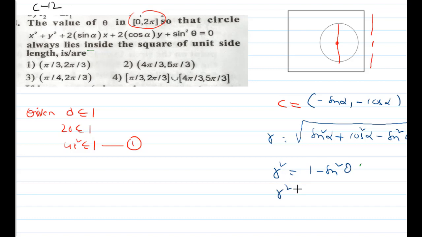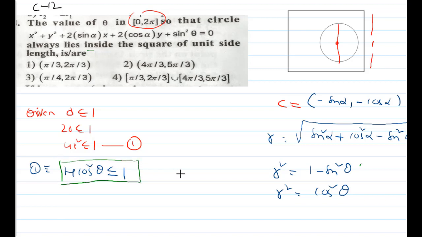So what did you get? R square equal to cos square theta. So I want to write here now, according to the condition, what happened? 4 cos square theta lesser than or equal to 1. Now this is a simple trigonometrical inequality. Now you want to solve 4 cos square theta lesser than or equal to 1 in this interval. So that is not a big problem.